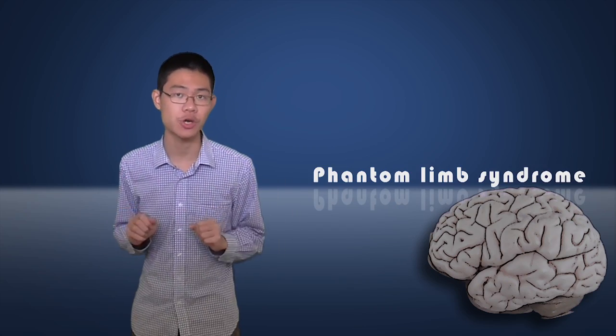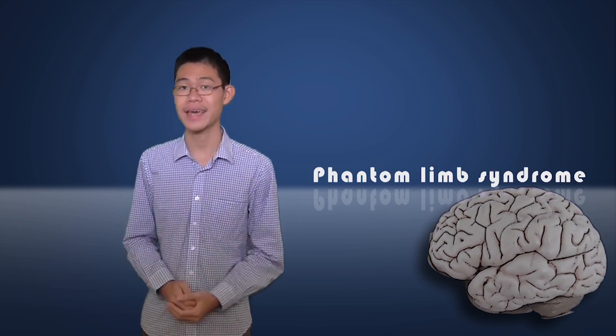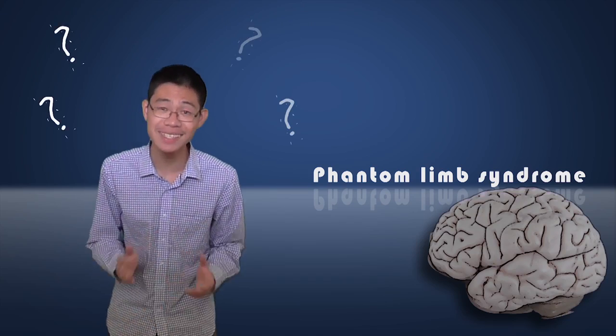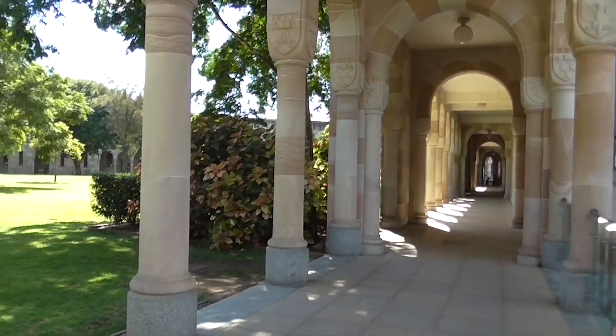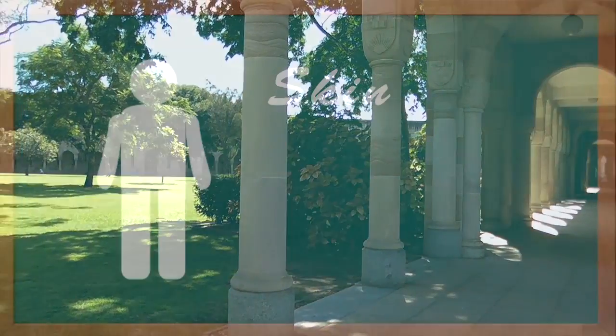Discovered way back in 1871, phantom limb syndrome is a very common condition that even affects amputees today, in which they feel that a missing limb is somehow still attached to their body. So the big question is, how do these ghostly sensations even occur?